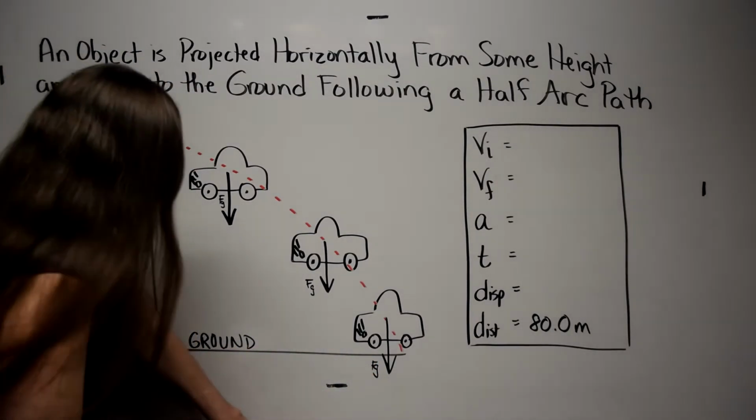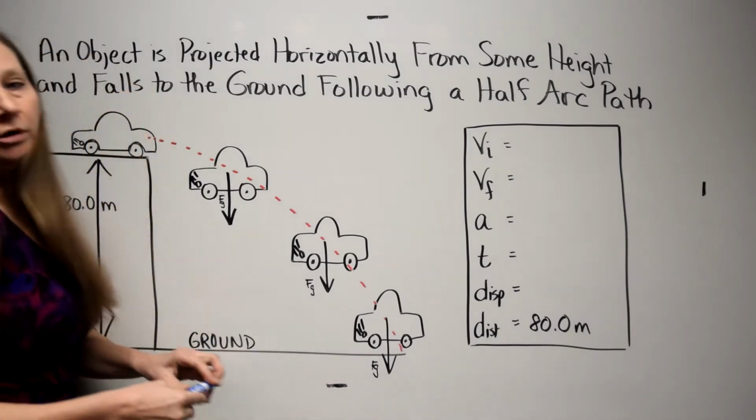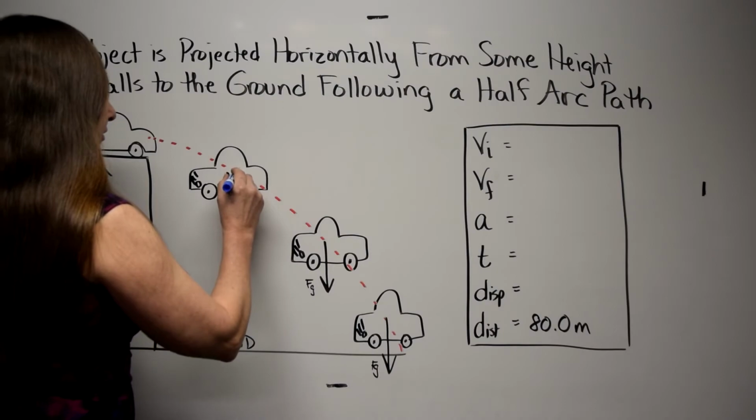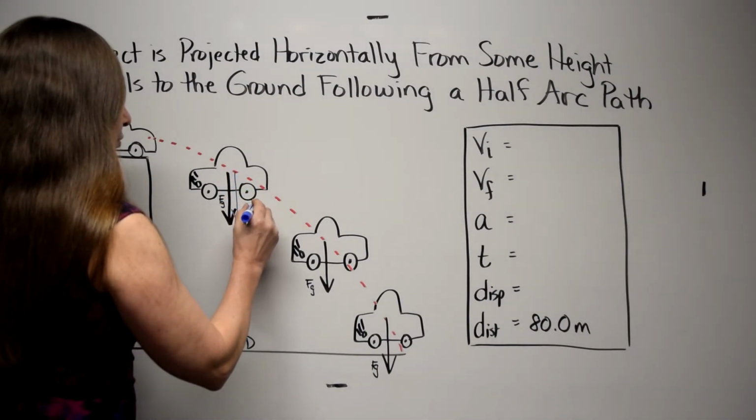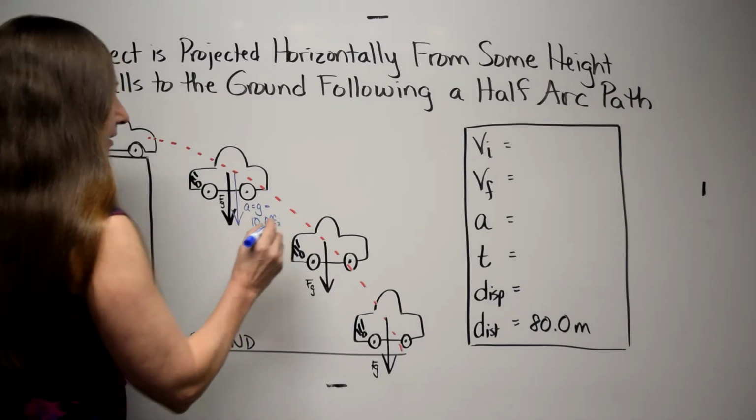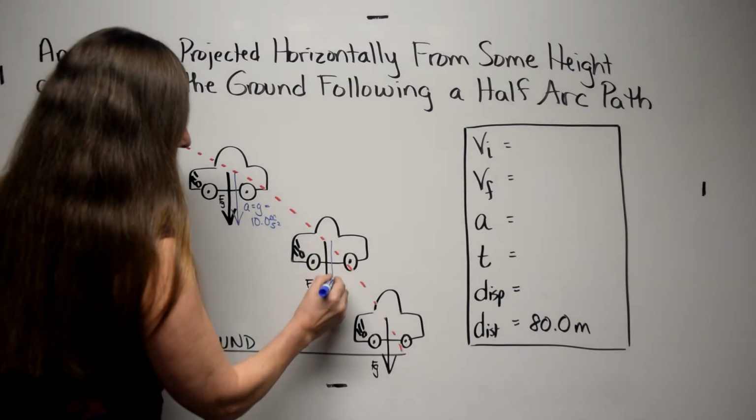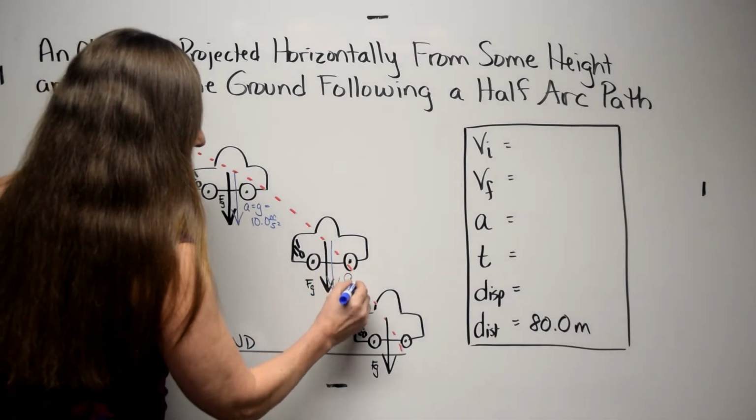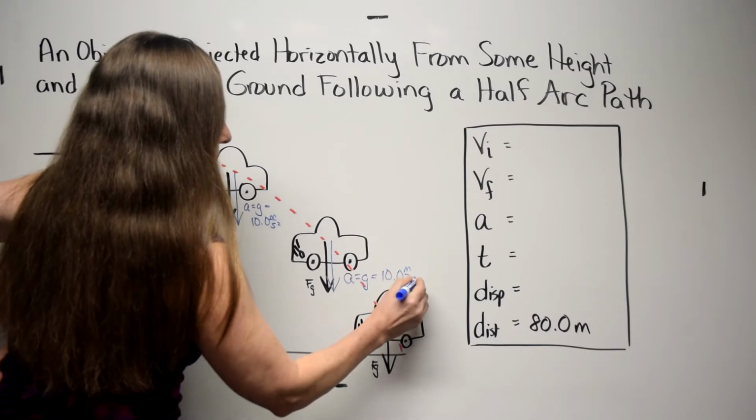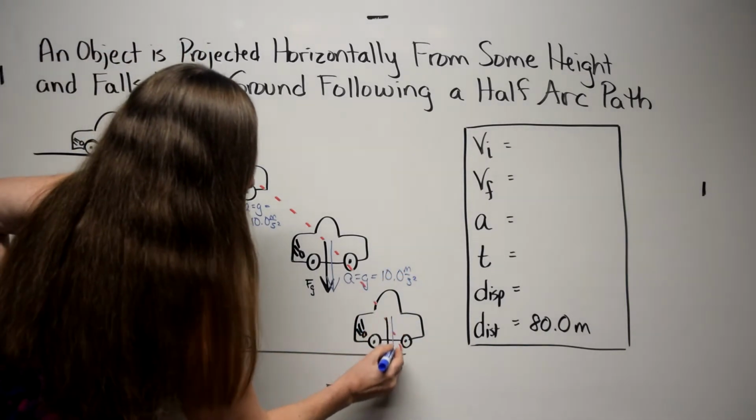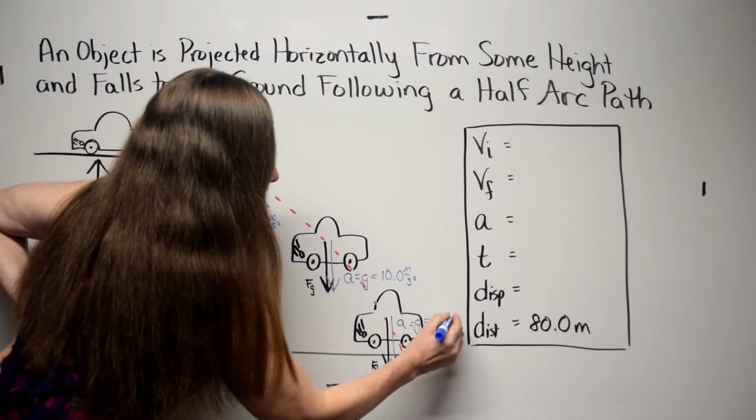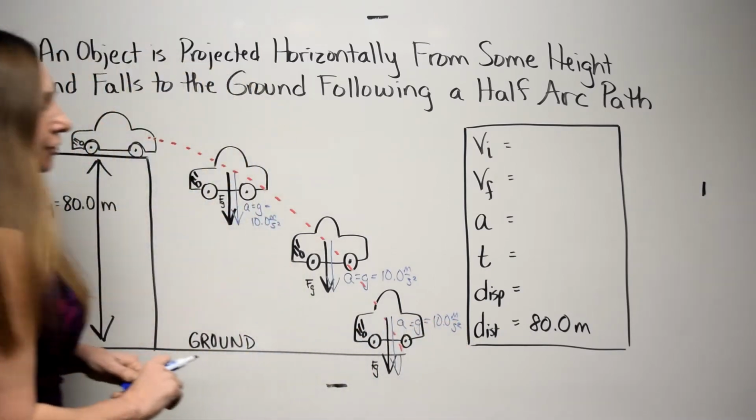Now, the car is accelerating downward. It's falling faster and faster downward. The acceleration due to gravity of the Earth, A or g, is 10 meters per second squared.